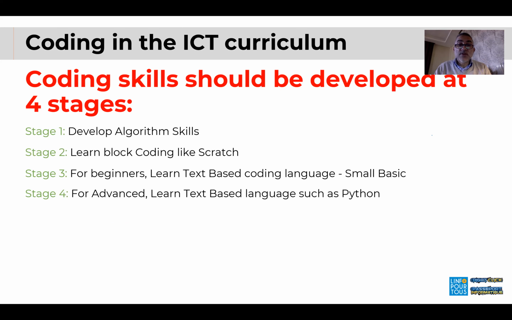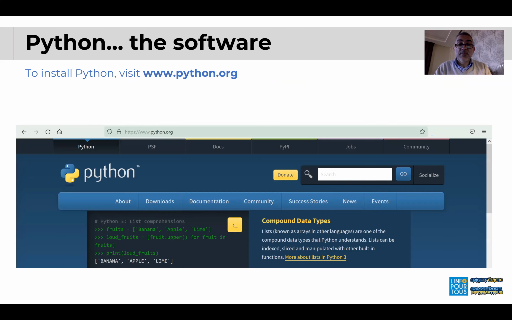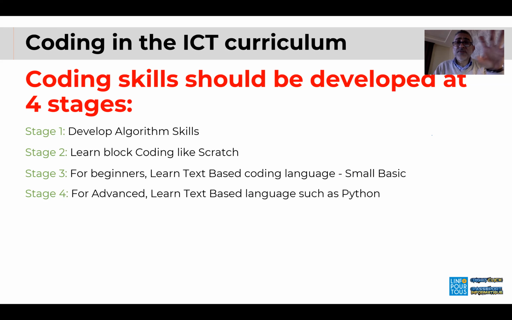Stage 1, develop algorithm skills. Stage 2, learn block coding like Scratch or any similar language. For beginners, from grade 7 till grade 9, learn a text-based coding language, and we've chosen Small Basic from Microsoft, which is an amazing solution. And for advanced, grades 10, 11, 12, Python language. Why this variety of coding languages? In order to give them different alternatives, knowing many languages better and the different syntax between one language and another.